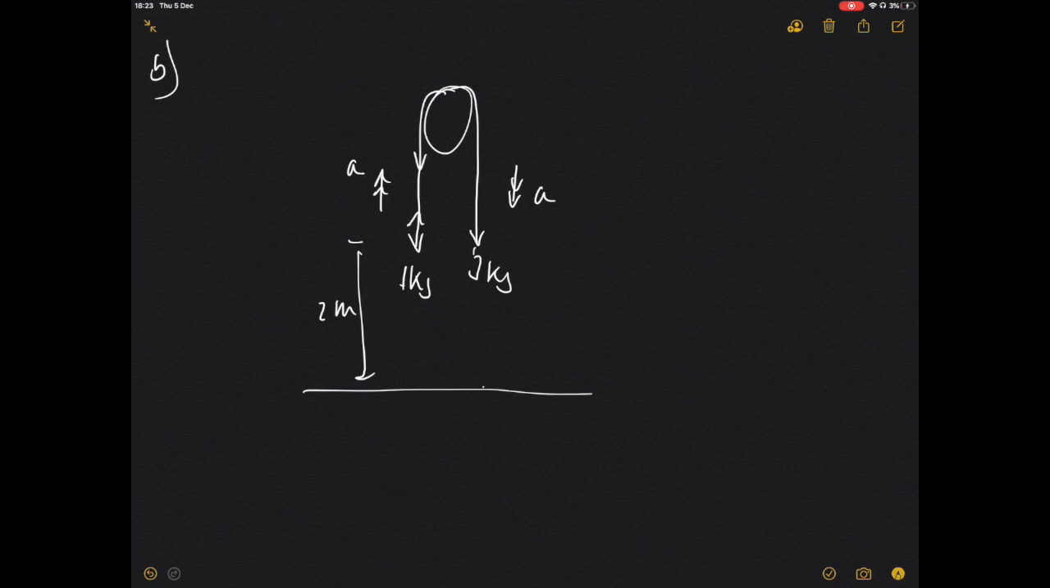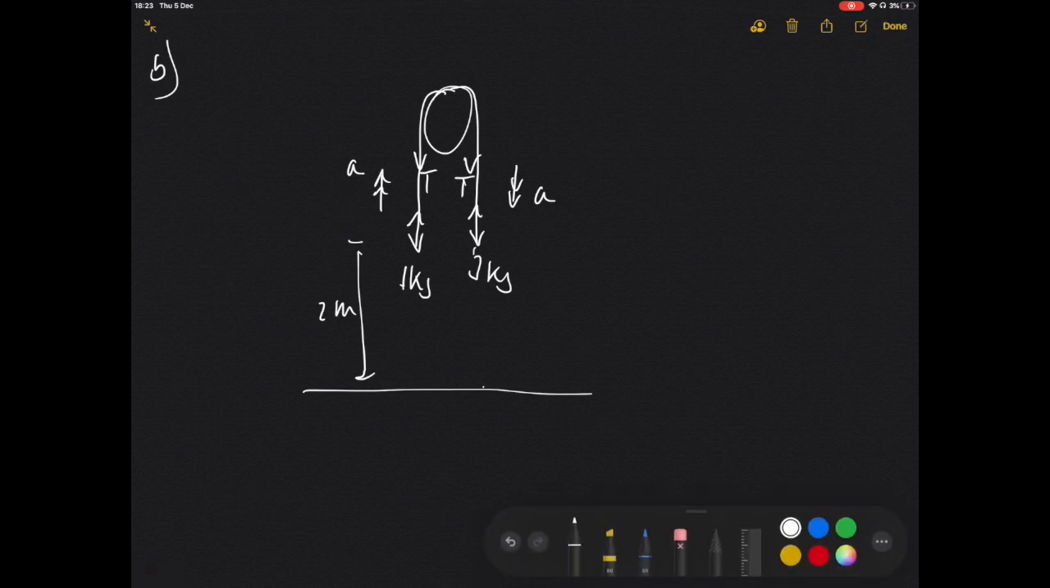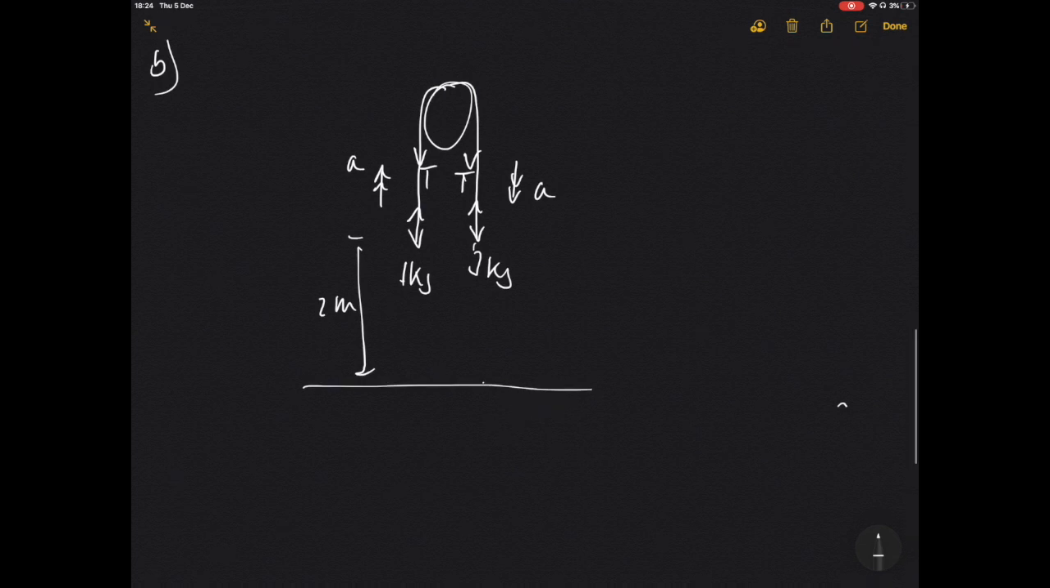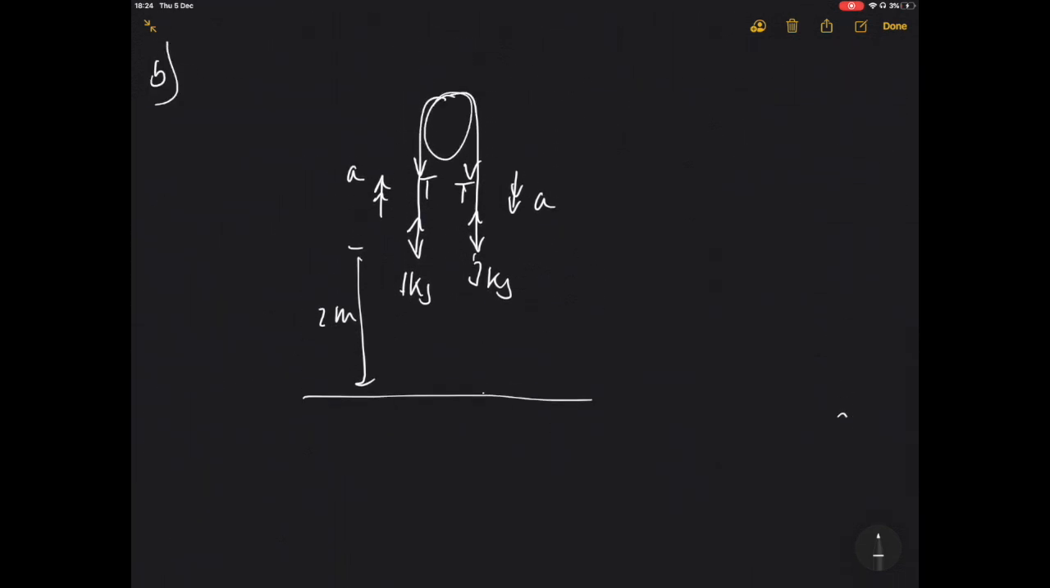So as previous, we know that our tension forces are the same in the string because it's inextensible and inelastic. So the first thing we're going to do is what we've done previously, and try to calculate what our acceleration is. It's pretty much the same as what we did before. Our first tension force up, if we side this side A, would be T minus 1g equals 1a, mass times acceleration, and we have 3g minus T equals 3a.